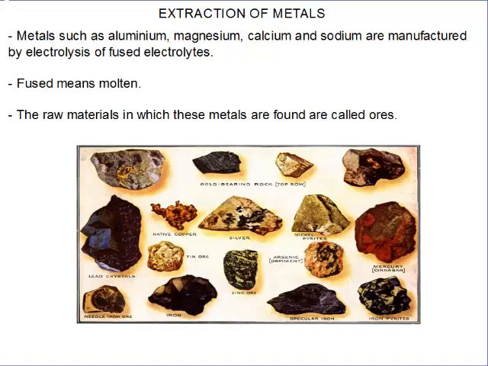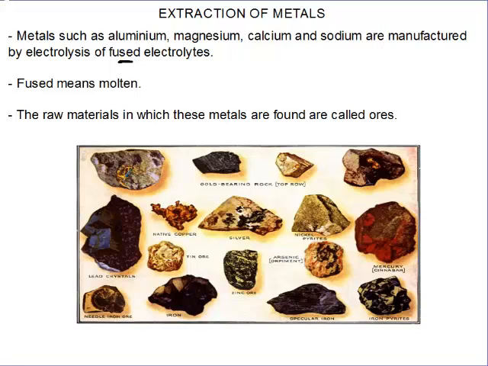The third industrial application of electrolysis that we're going to talk about is the extraction of metals. Metals such as aluminium, magnesium, calcium, and sodium are manufactured by electrolysis of fused electrolytes. Now, when we say fused electrolytes, what we mean is a molten electrolyte. Normally we do not find these metals lying there wherever they are mined.